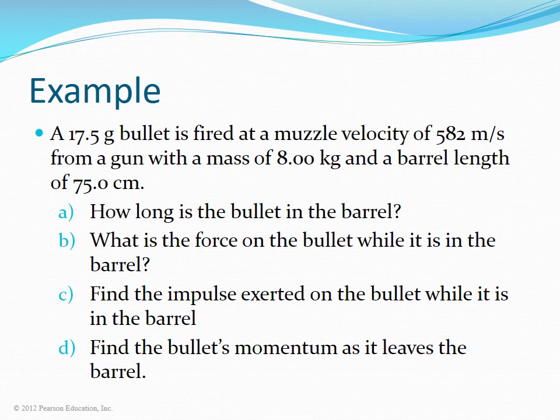A 17.5 gram bullet is fired at a muzzle velocity of 582 meters per second from a gun with a mass of 8.00 kilograms and a barrel length of 75.0 centimeters. A, how long is the bullet in the barrel? B, what is the force on the bullet while it is in the barrel? C, find the impulse exerted on the bullet while it is in the barrel. And D, find the bullet's momentum as it leaves the barrel.